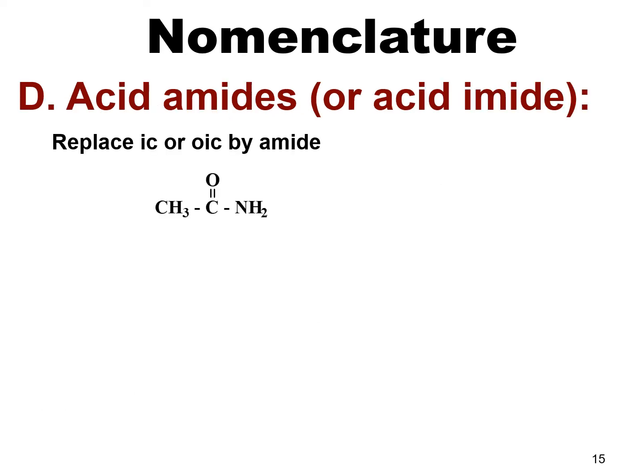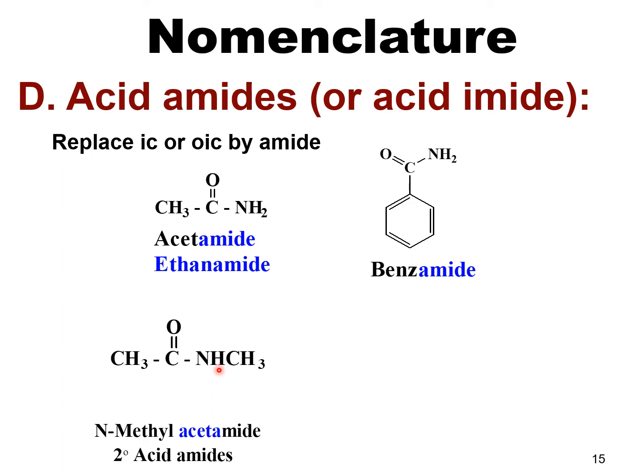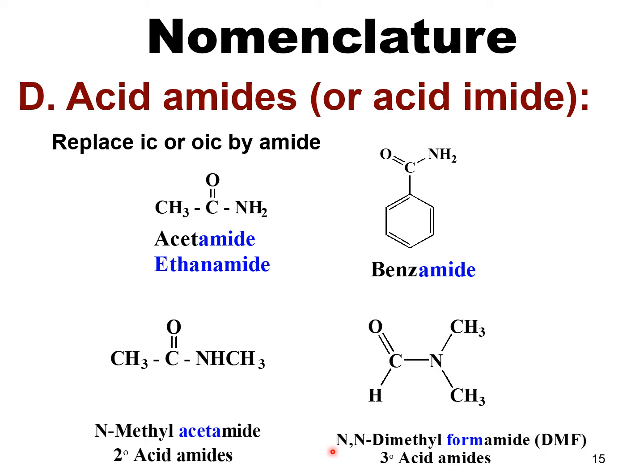In case of amides, as we said, you will remove the whole OIC. If there's no OIC and there's only an IC, then remove the IC. However, if there exists an oic part in the name, you will remove the whole oic part and you will add the word amide in its place. As we mentioned, if you have substituents on the nitrogen, on the amine part, it will take an N for its position. If there's more than one substituent, then you will repeat the N.